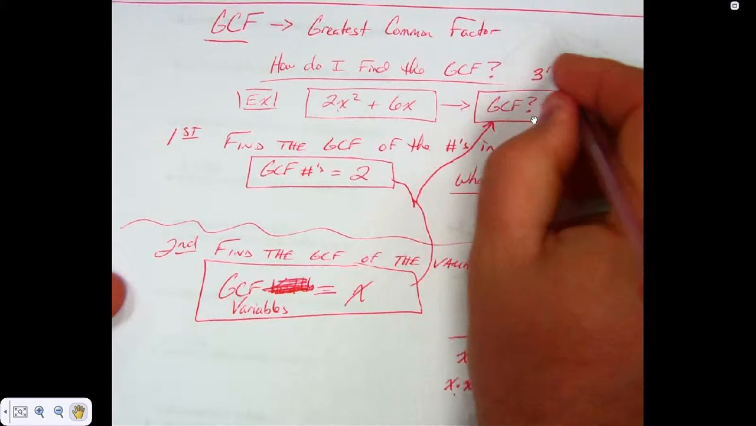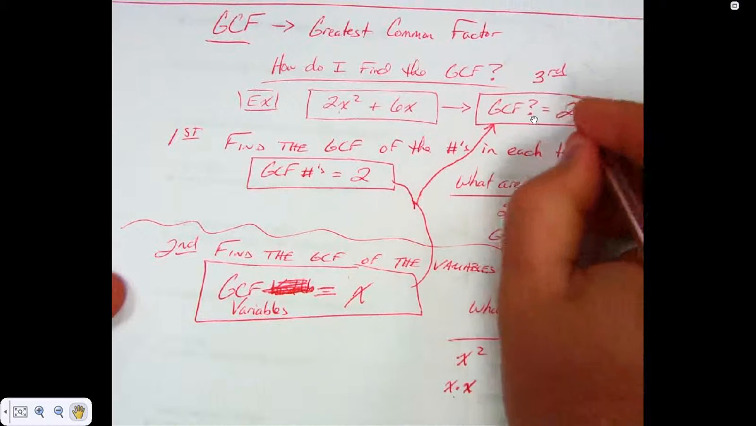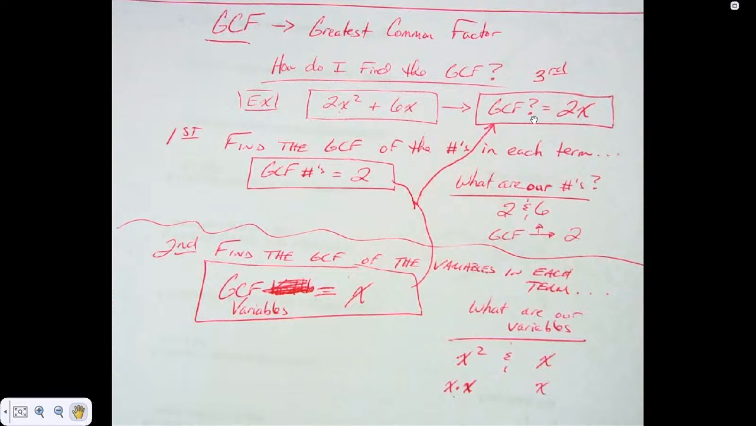My third step is then combine. My GCF is what? 2x. It's that simple. You worry about the numbers, then worry about the what? Variables.